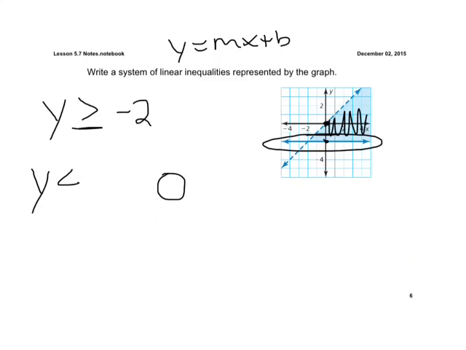Now we need our slope. So if we start at our y-intercept, let's try to find our slope. If we go up 1, right 1, we get to another point. Up 1, right 1, we get to another point. Up 1, right 1. So we know our slope is just 1 over 1, or simply 1. So we have 1x plus 0. Okay, so our system of inequalities, we have y is less than x plus 0, and we have y is greater than or equal to -2. If we were to graph those, we would get that graph on the right.